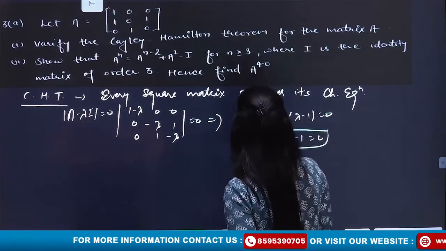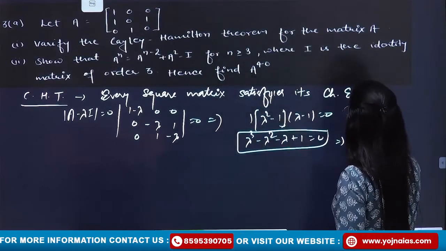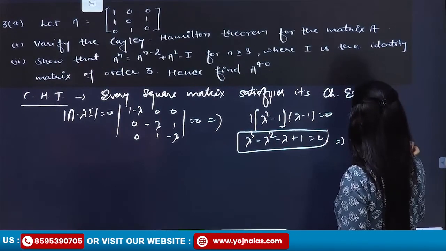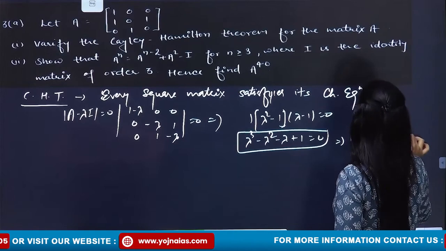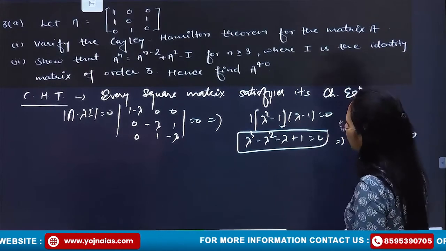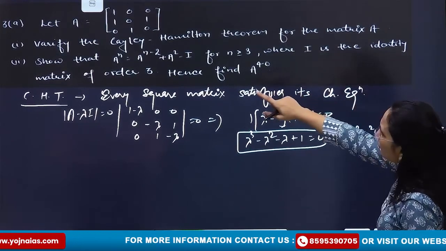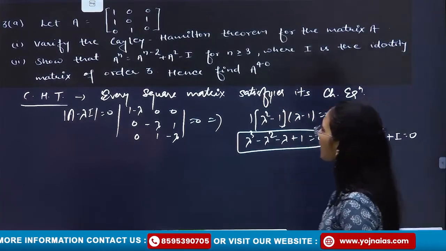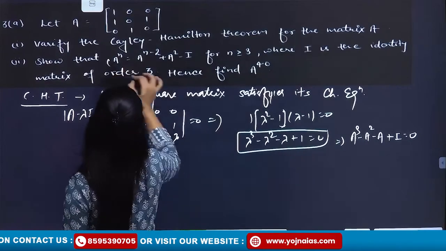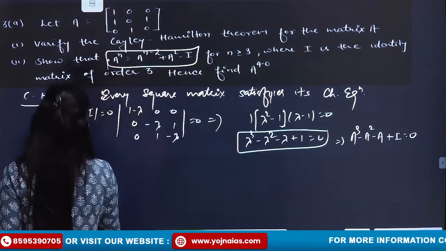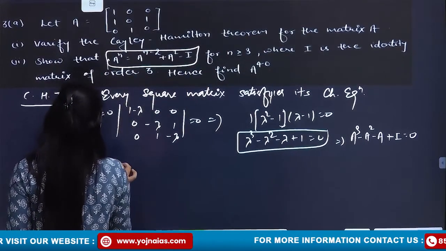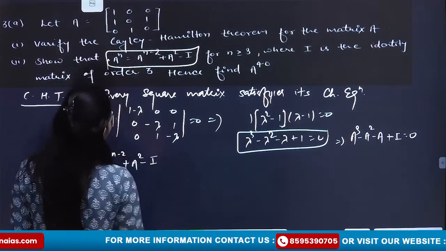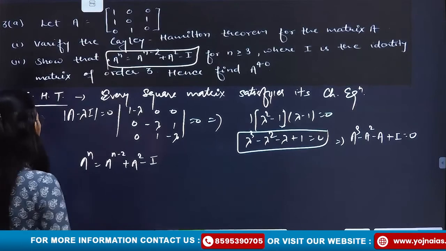Your matrix should satisfy A cube minus A square minus A plus I equal to 0. Check whether this is satisfied or not, and then you have to prove the second part, that A to the n is equal to this expression. How would you prove the second part? By applying the principle of mathematical induction.